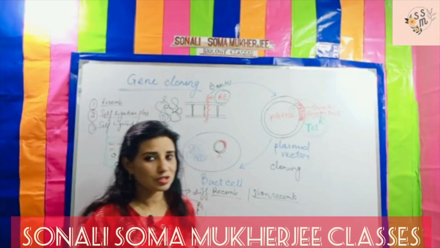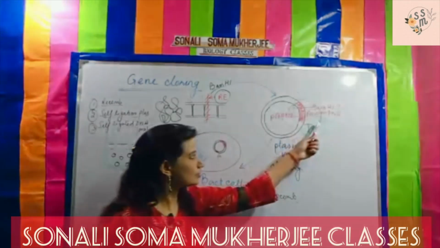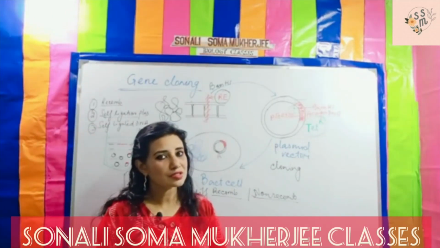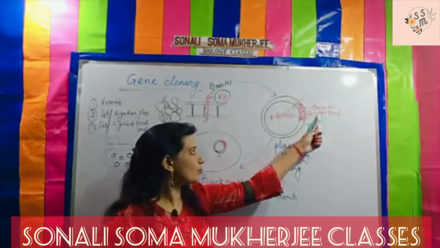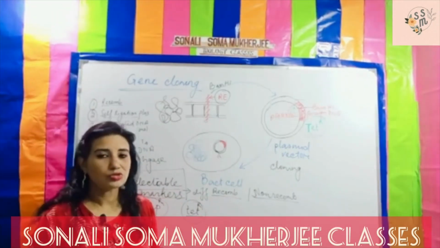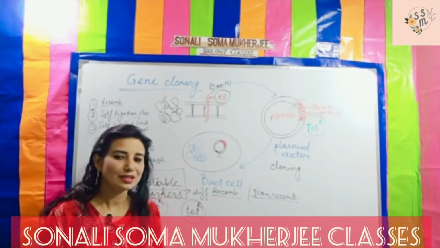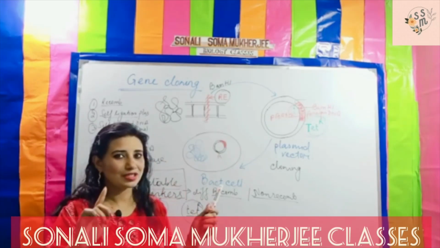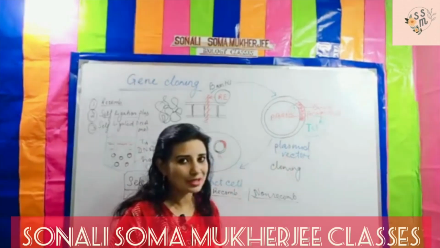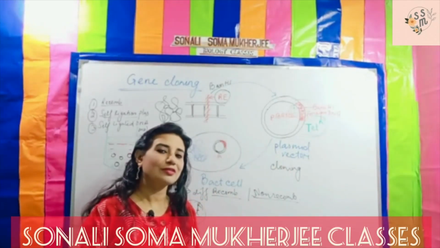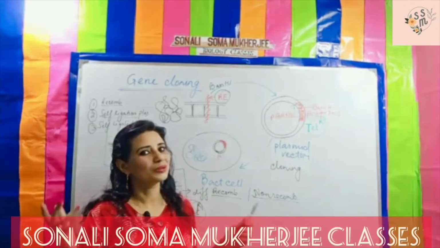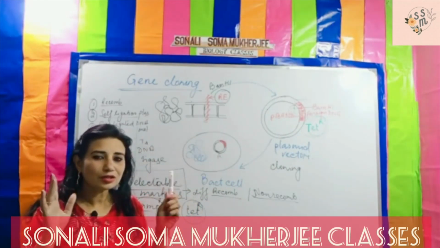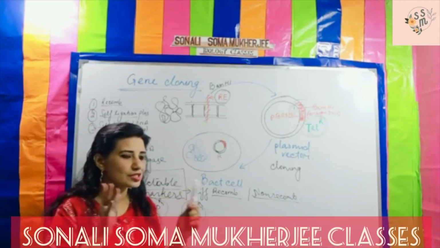These have lost the resistance to tetracycline. Why have these lost resistance to tetracycline? Because I have inserted the foreign DNA into it. As the foreign DNA has been inserted into the site where BamHI has cleaved, the genes have lost resistance to tetracycline. Naturally, the concept says that if I am going to plate it in a medium where there is tetracycline, it will not grow. So these are non-recombinants.